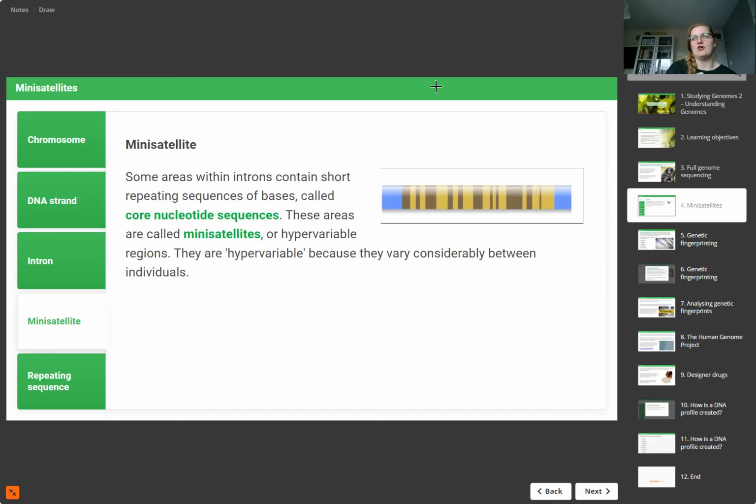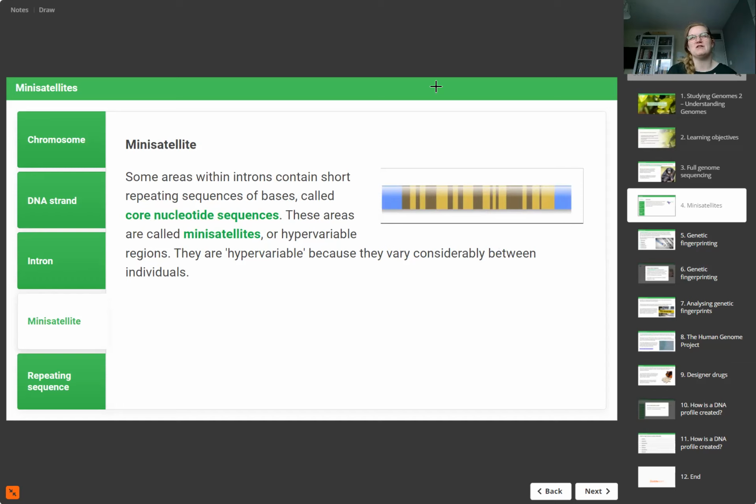Then we get something called a mini satellite. Inside these introns, these non-coding areas, we can get short repeating sequences of bases, called core nucleotide sequences, and these are called mini satellites. Sometimes they're called hypervariable regions, but you'll mainly hear them called mini satellites. They're hypervariable because they vary considerably between individuals. So the uniqueness in our DNA is actually in these non-coding regions, which is really interesting. These mini satellites are what we can use to compare one individual to another, because they're really, really variable.